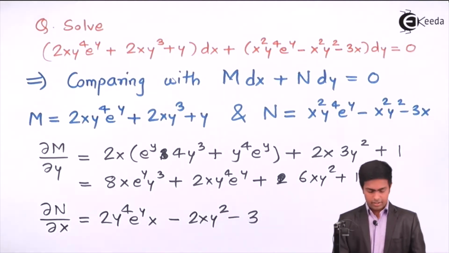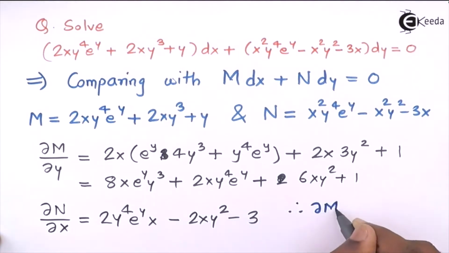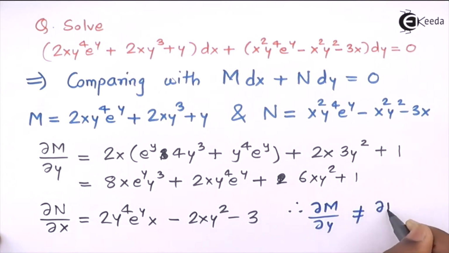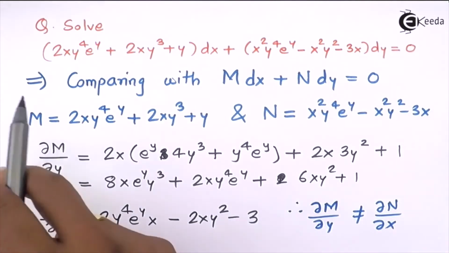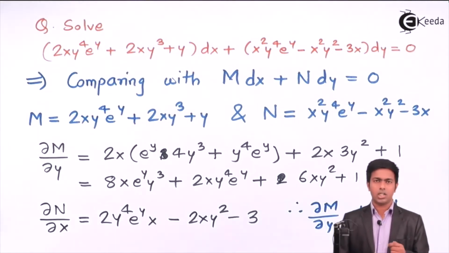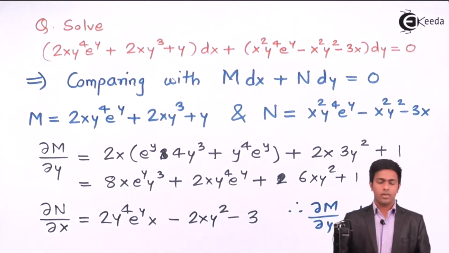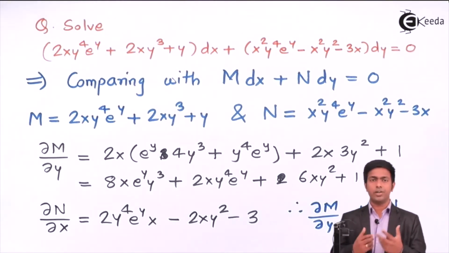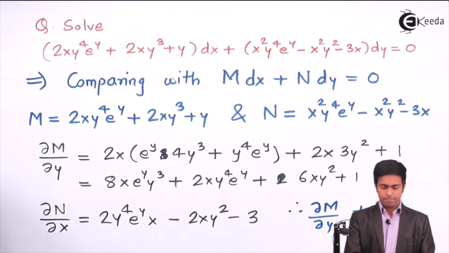So here I'll say therefore ∂M/∂y is not equal to ∂N/∂x, and therefore the equation is not exact. So now it's sure that we cannot get the solution right now by using the method of exact differential equation. But the question is, can we reduce the given differential equation to exact to get the solution by exact? So the answer is yes. Now the question is how. For that you have to understand the other methods of differential equation by which we can reduce it to exact.